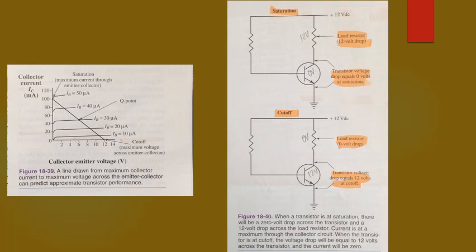Using Ohm's law, the collector current can be determined by dividing the supply voltage by the load resistor value in ohms. Since the load resistor is connected in series to the collector, the current values will be the same. Maximum current through the collector is the saturation point of the transistor.